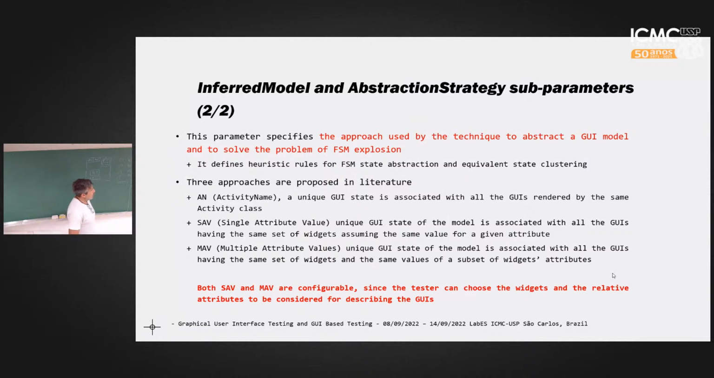How can I abstract the type of the GUI? There are three approaches proposed in literature for mobile, as an example. Two GUIs are equivalent if they have the same activity name. Do you know what an activity is? The activity is the name of the object implementing the GUI. Other approaches: we defined SUB, single attribute value.